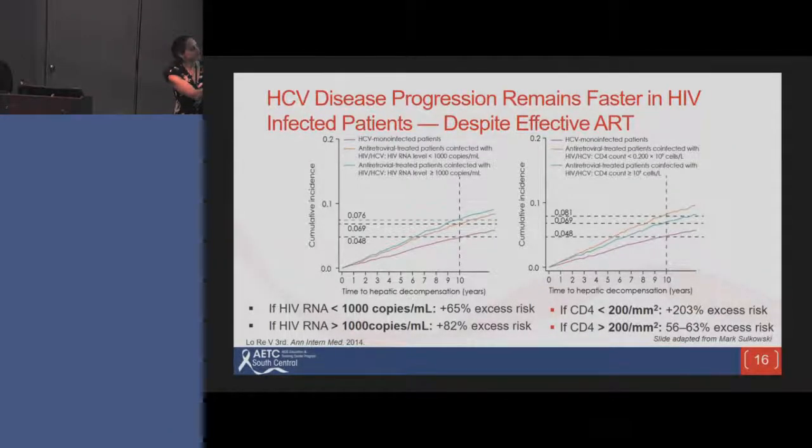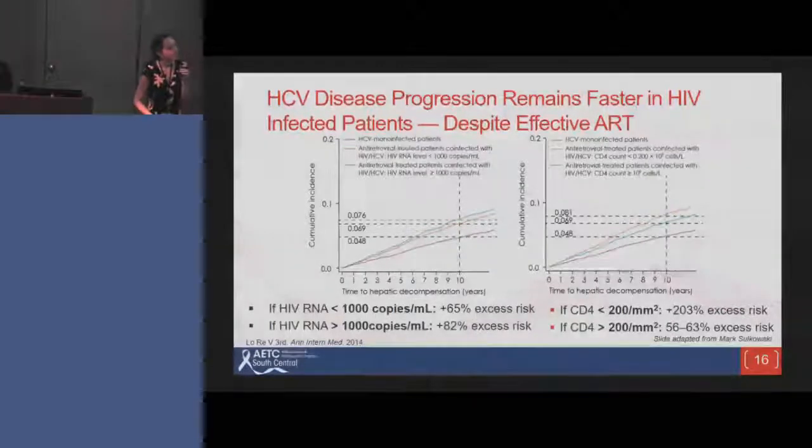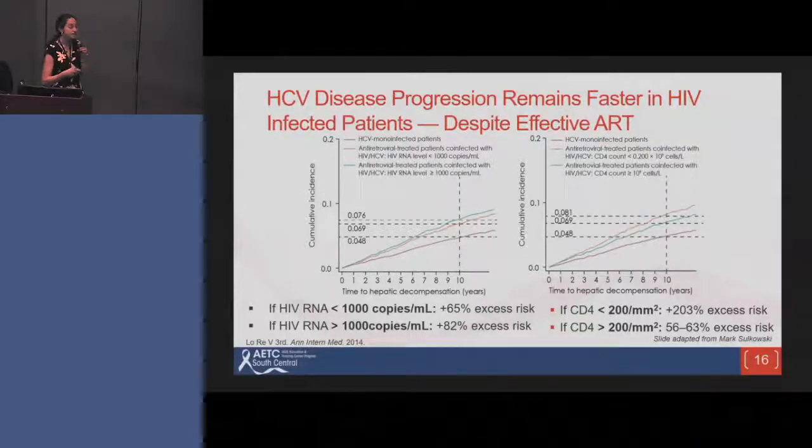Similarly, people with lower CD4 counts under 200 actually have a 200% increased risk, so twice the risk of hepatic decompensation compared to hepatitis C mono-infected patients. The risk is slightly attenuated in people who have CD4 counts over 200, about a 50% increased risk, but certainly you can see, even in people who are on antiretrovirals, who have well-controlled HIV infection, they're still going to be at risk for hepatic decompensation. And actually, liver disease is gradually becoming one of the leading causes of death in people with HIV infection.